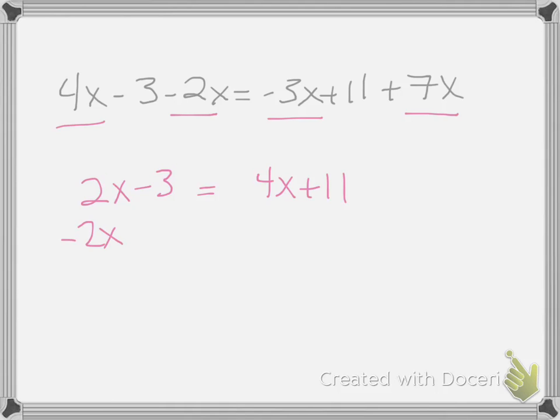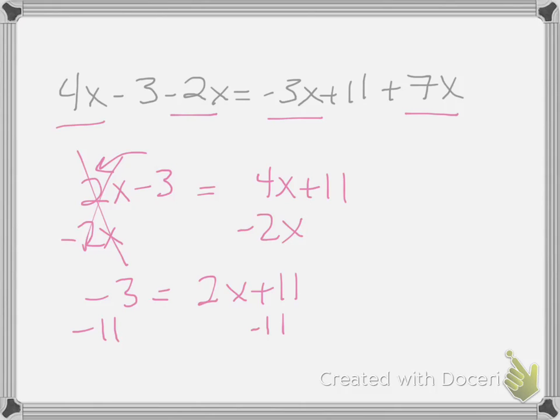So if I want to subtract 2x, because right now it's a positive 2x, so to get rid of it, I need to subtract 2x. 4x minus 2x should give me 2x. I'm adding 11, so to get rid of it, I need to subtract it. Okay, again, negative 3 minus 11 should give me negative 14.